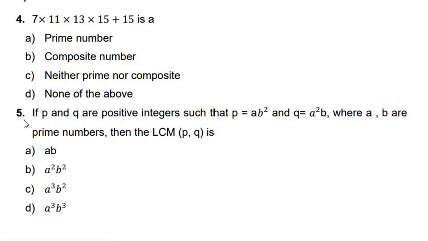Now the last part of this case study based question from chapter 1, question number 5. If P and Q are positive integers such that P is equal to AB square and Q is equal to A square B, where A, B are prime numbers, then the LCM of P and Q is. Here we have to find out the LCM of these numbers. Okay, let's try this. Pause the video and try this question on your own.